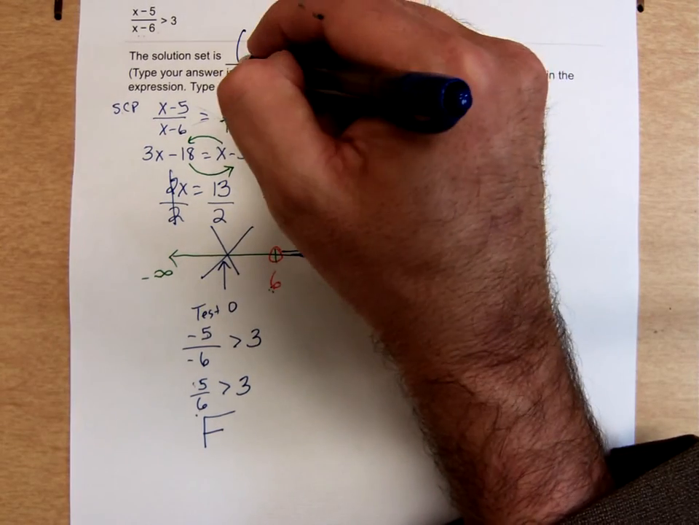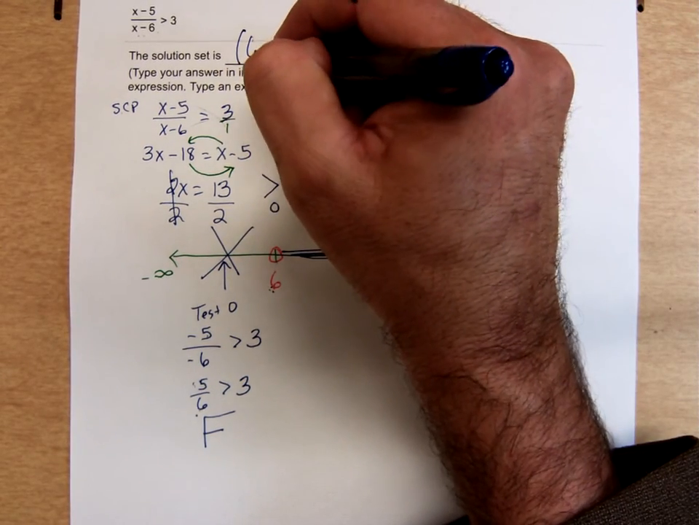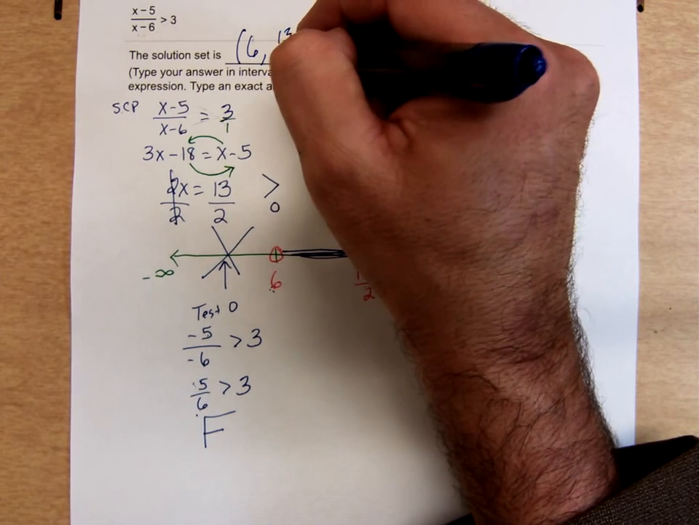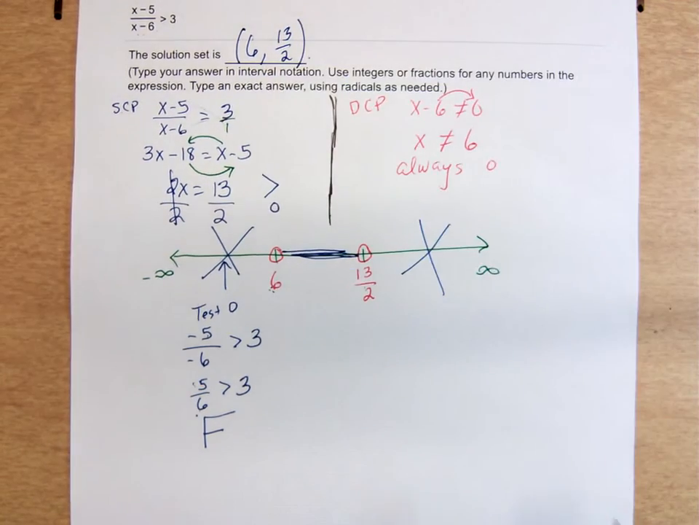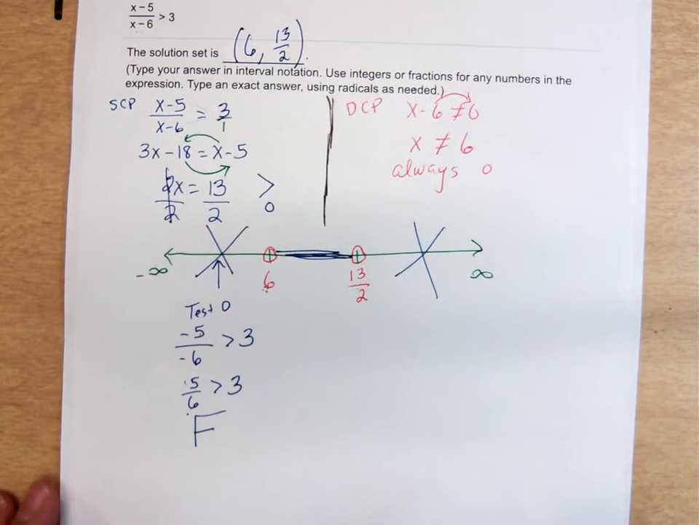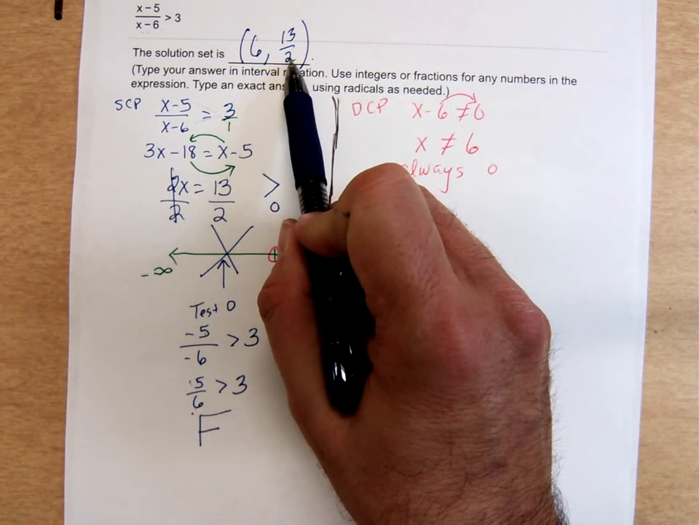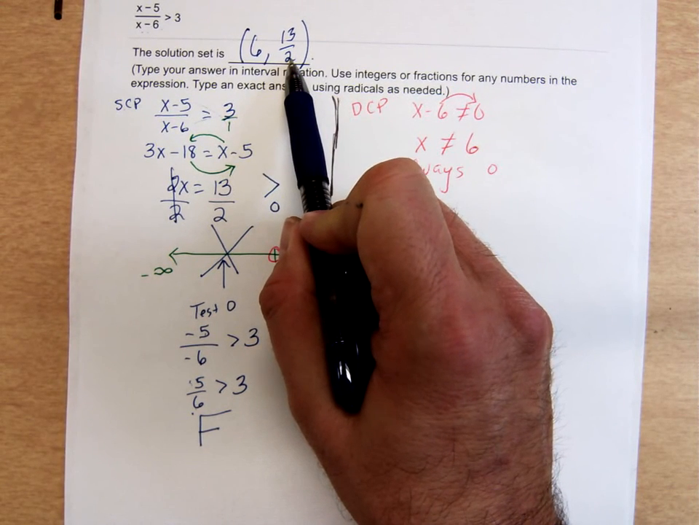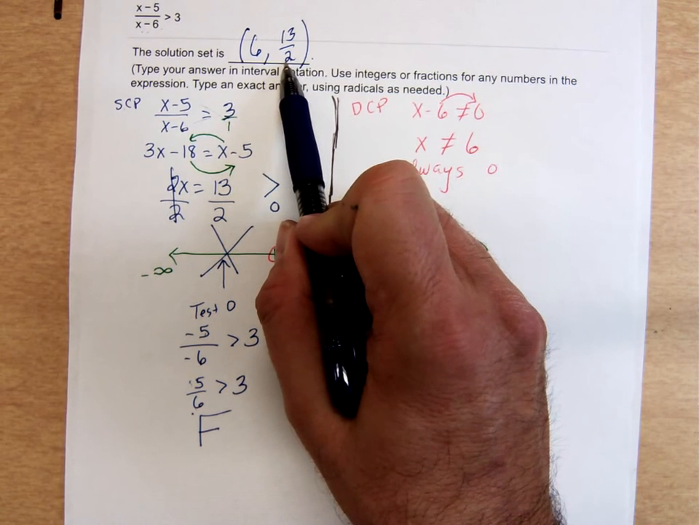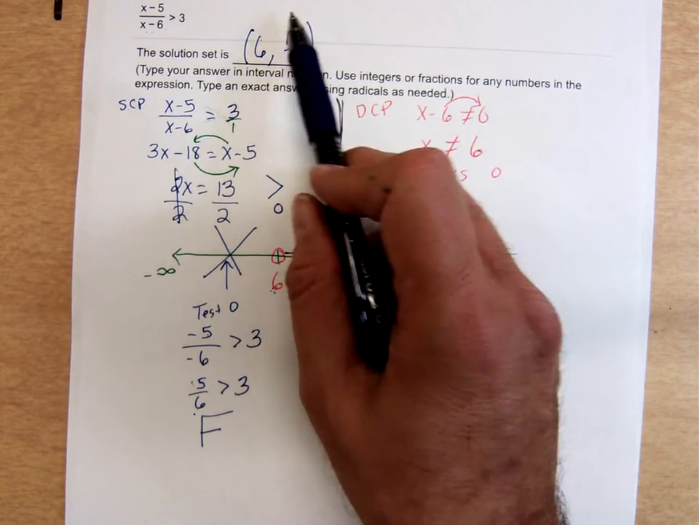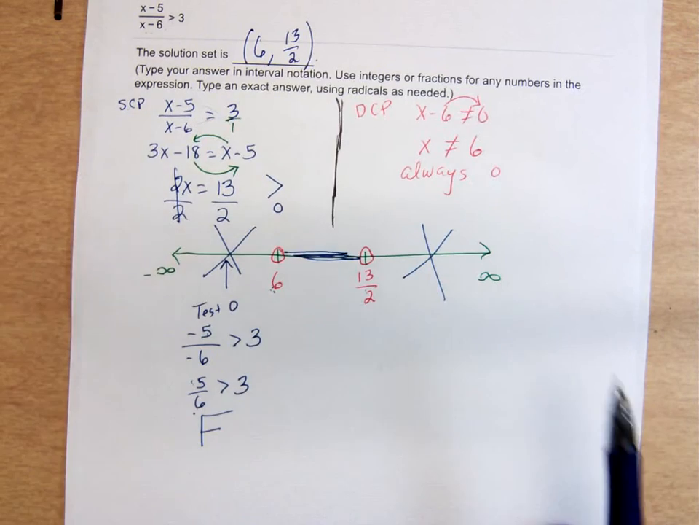Parentheses 6, comma, 13 over 2, parentheses. When you type that in, make sure you don't put the parentheses down in the bottom of the fraction with the 2. As you type in that 2, hit a right arrow to get out of that denominator. Okay.